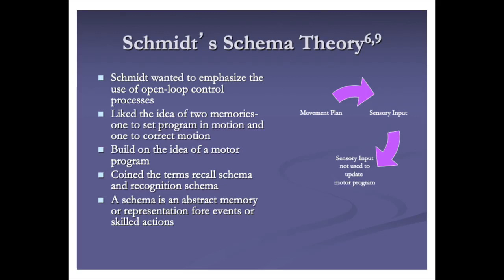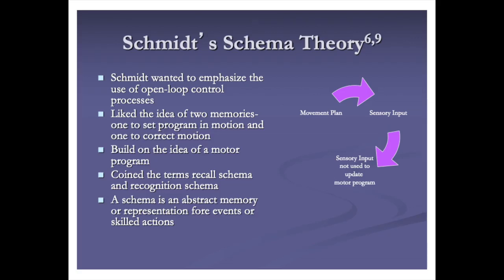The second thing is he really liked this idea of two memories. He thought this is probably something that is likely happening. So he said there's, again, one program to set the movement in motion, and then another one to correct the motion. And he built on this idea of a motor program. He also termed them recall schema and recognition schema. He called them schemas because a schema is more of an abstract memory or representation that we can use and apply in multiple events and for multiple actions.